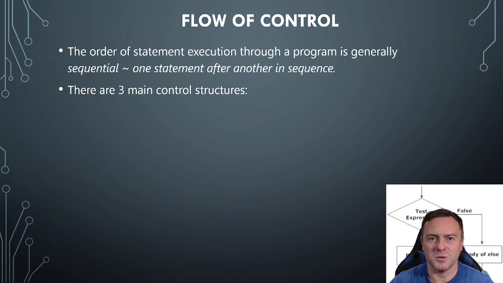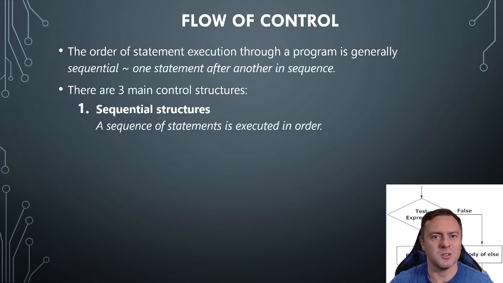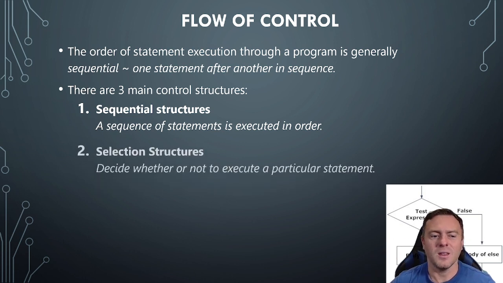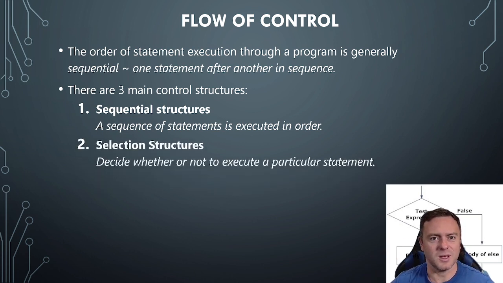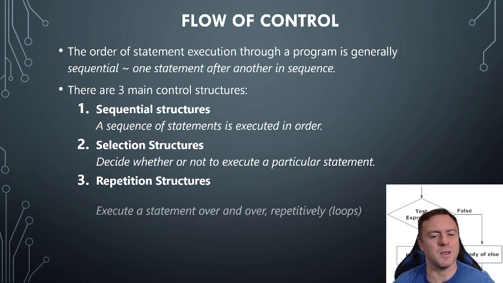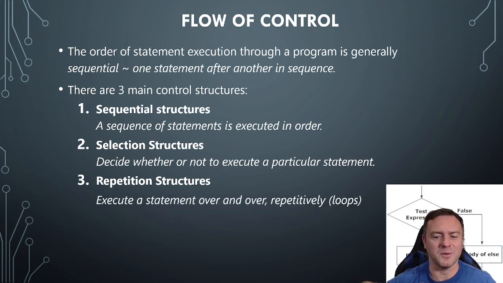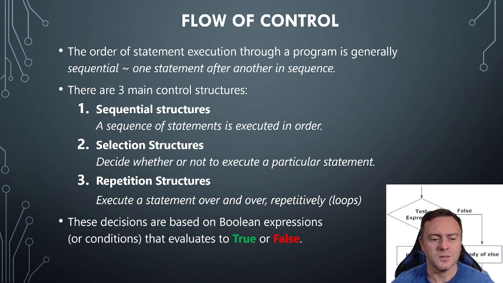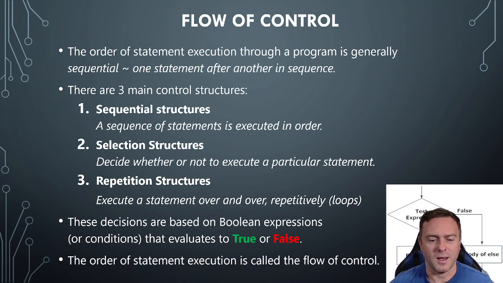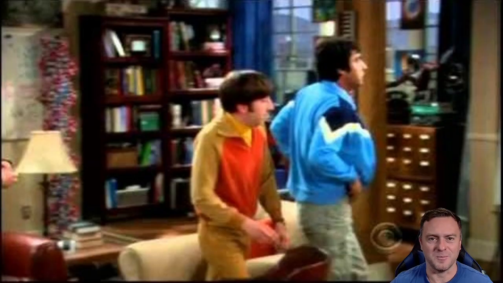So there are three main control structures that we need to understand. One is sequential, so the statements are executed in the order that they've been written. The next is selection structures, so that's where we decide whether or not to execute the code, which is what we're going to cover today. And then the last one is repetition, so that means the statement is executed over and over inside of a loop. These decisions are based on Boolean expressions, so either true or false. And this order of statement execution is what we call the flow of control.